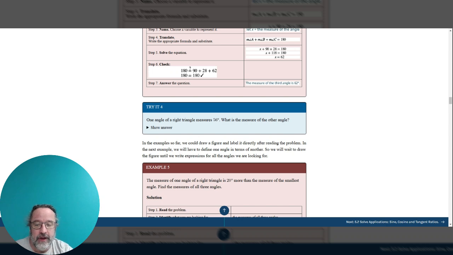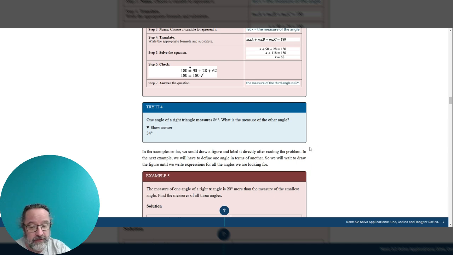Try it for triangles. One angle of a right triangle measures 56 degrees. What is the measure of the other angle? Oh no, wait, we know two angles, right? Right triangle, right there. So we know that is 90 degrees. So 90 plus 56 has to add up to 180 degrees. So what's 90 plus 56? 146. So 180 minus 146 is 34.